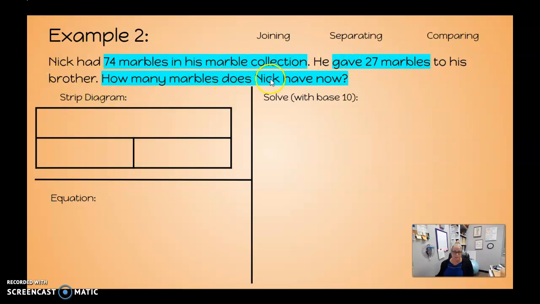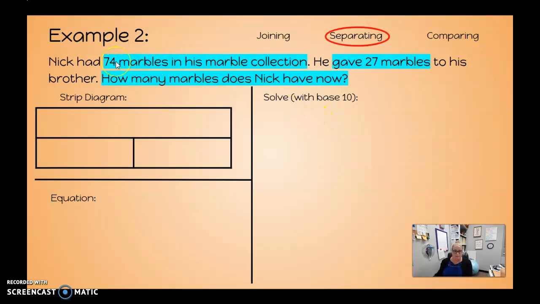How many marbles does Nick have now? Well, I want you to think about that. We're starting with 74. If he's going to give 27 to his brother, is he going to join, or is he going to separate, or is he going to compare two different things? If you said he's going to separate, you are correct.